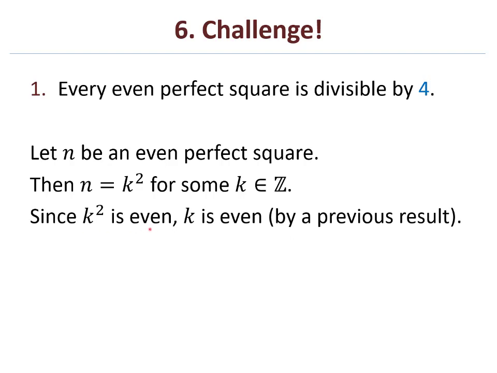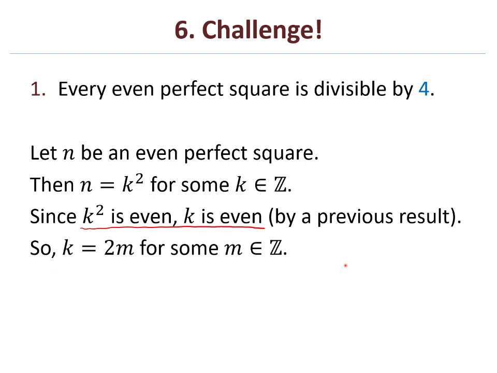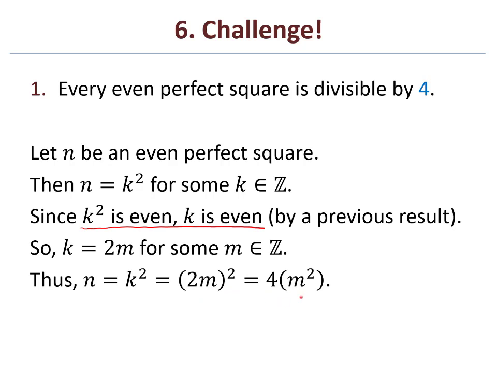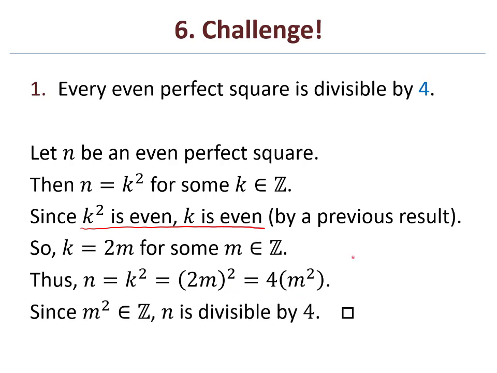Since k squared is even, k is even. This is where I'm drawing on a previous result. Do you remember that from a few slides back? So, k is 2m for some integer m. So here we go, n equals k squared equals (2m) squared equals 4 times m squared. And since m squared is an integer, this tells us n is divisible by 4, and it's the end of a proof.